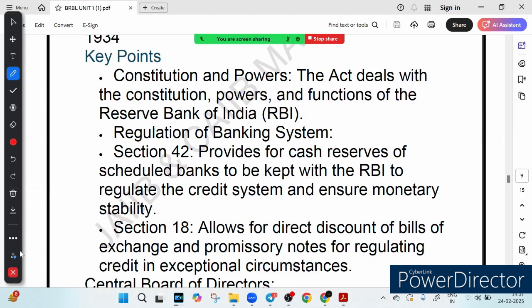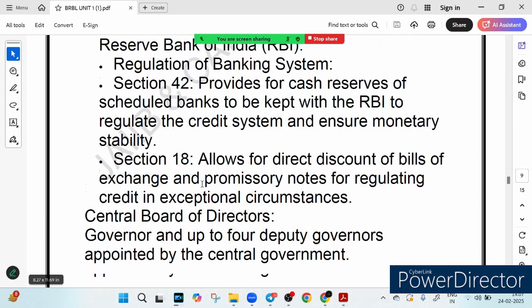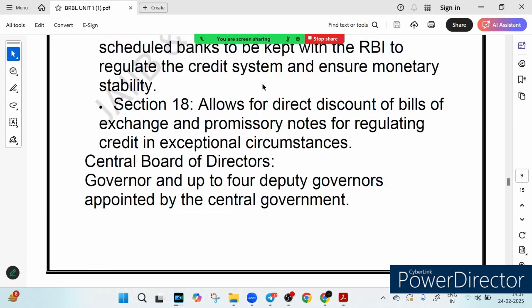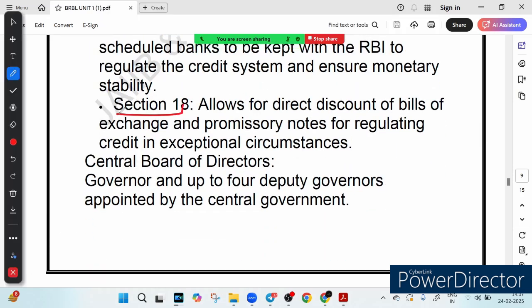Then there is another section, and you must remember the section number: it is Section 18. This section allows the RBI to directly discount a bill of exchange or promissory note to control credit when needed, usually during tough times. So the RBI can engage in discounting of bills of exchange or promissory notes, usually during tough times.